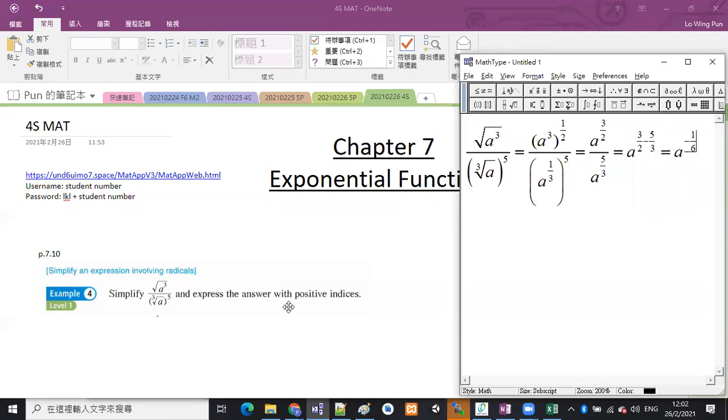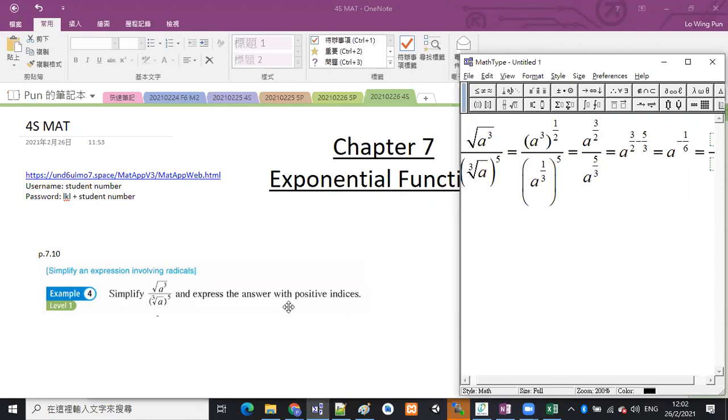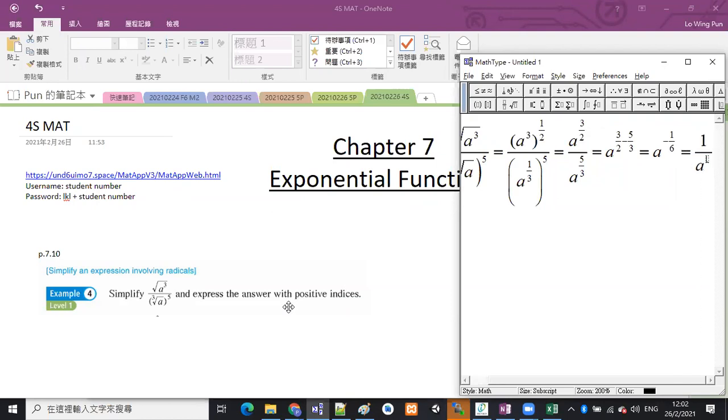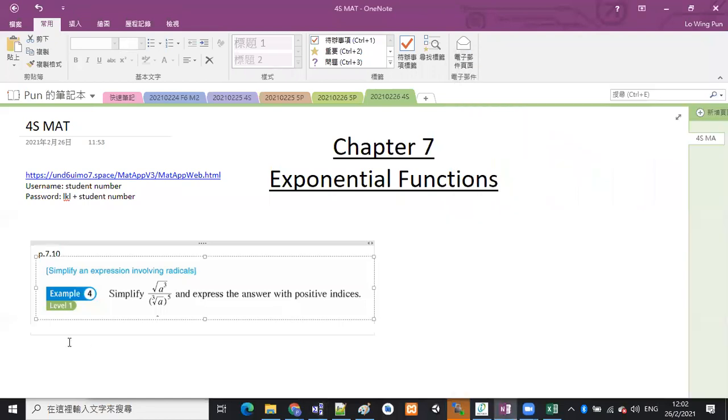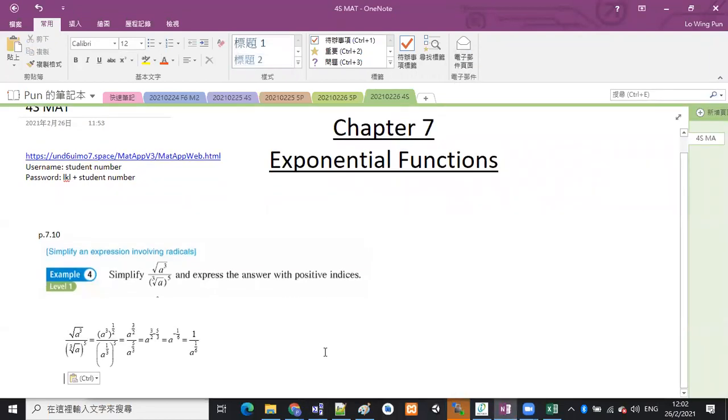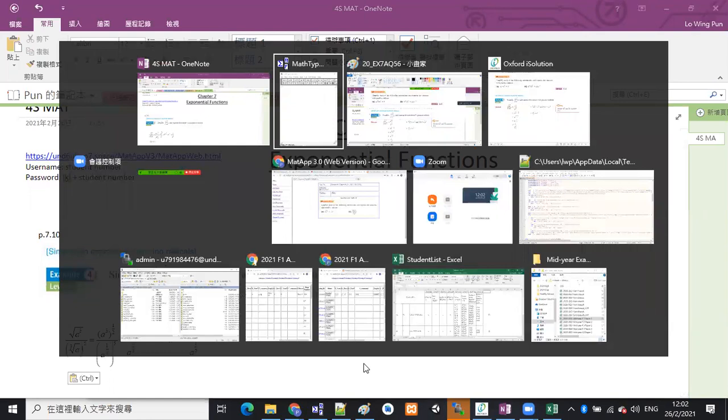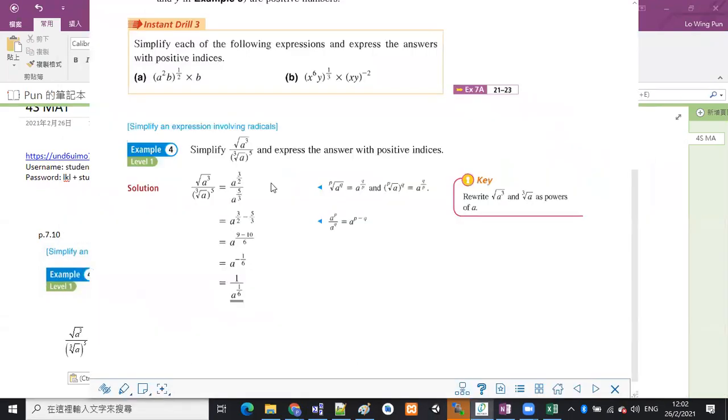Correct? Yes. But don't stop here, because the question requests that you express the answer with positive indexes. When you have a negative index at the final outcome, you need to do one more step to change it upside down. So 1 over a to the power 1 over 6. That is the final answer, like this.